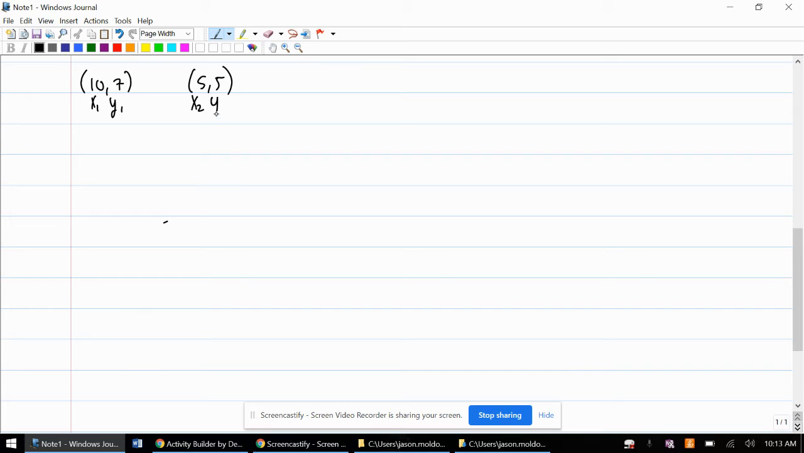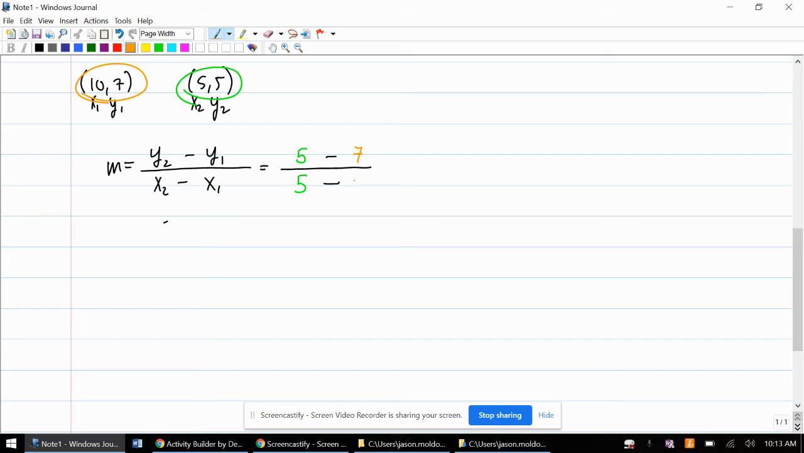As a review, we labeled these points x1, y1, x2, y2, and we did our slope formula, which was y2 minus y1 over x2 minus x1. We kind of have 4 spots here with our built-in minus signs where we plugged things in, like so, and we simplified. 5 plus negative 7 over 5 plus negative 10 is negative 2 over negative 5. And a negative divided by a negative is a positive 2/5.